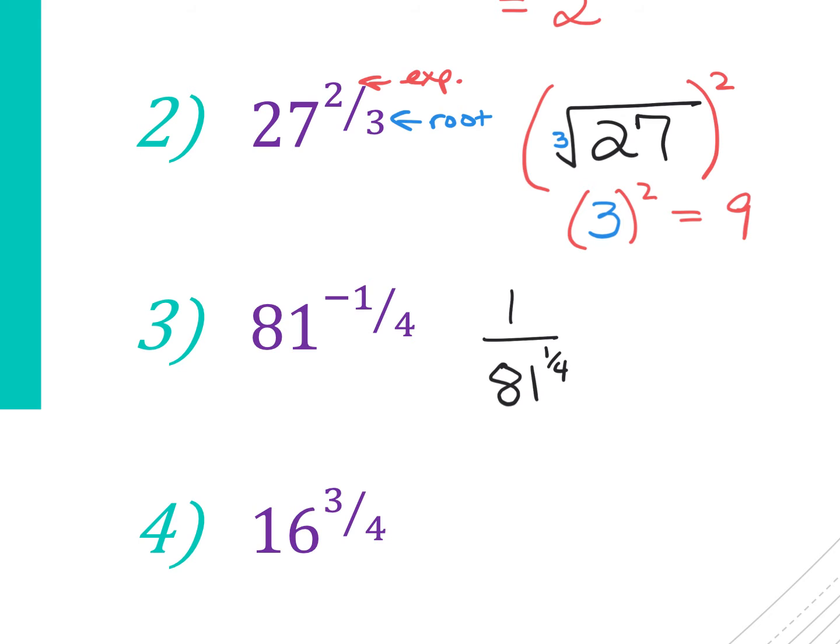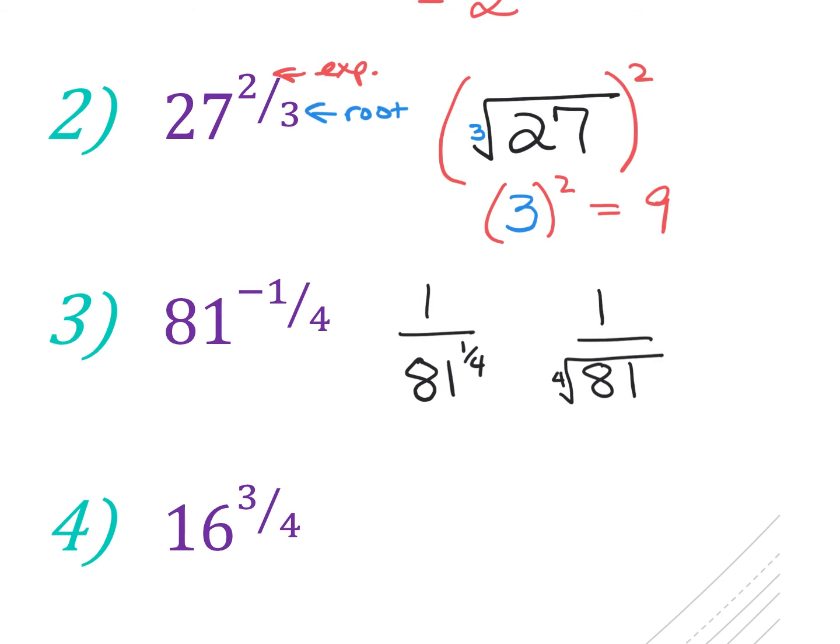So that 4 in the denominator is the root. So I'm going to be finding the fourth root of 81. And then once I get that answer, it's to the first power. I really don't need to write that one. So now I have to figure out what number times itself 4 times gives me 81. And that answer is going to be 3, because 3 times 3 is 9, times 3 is 27, times 3 again is 81.